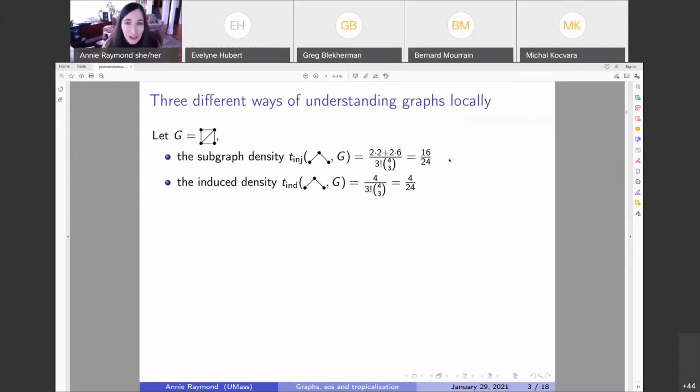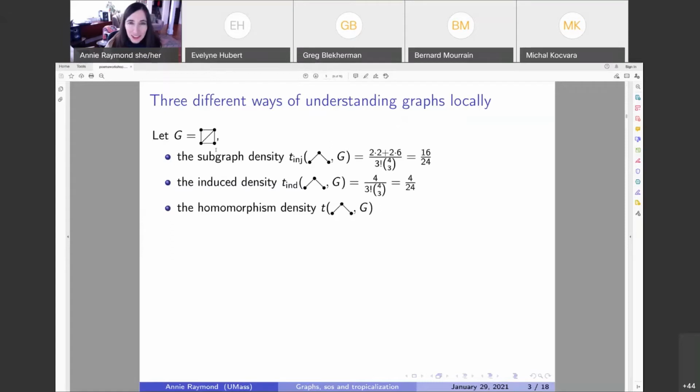The one that we'll care about today is the homomorphism density. So the homomorphism density is different. Instead of looking at all injective maps, I'm going to look at all maps from the vertex set of my smaller graph to the vertex set of my bigger graph.